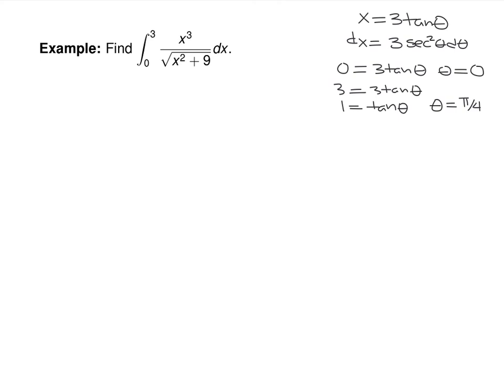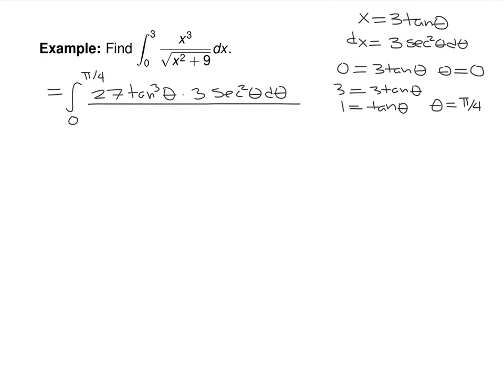So sub all your stuff in, including your bounds. So you have the integral from 0 to pi quarters. In the numerator, you're going to cube x. You're going to have 27 tangent cubed of theta times 3 secant squared theta d theta. And in the denominator, we have the square root of 9 tangent squared theta plus 9.